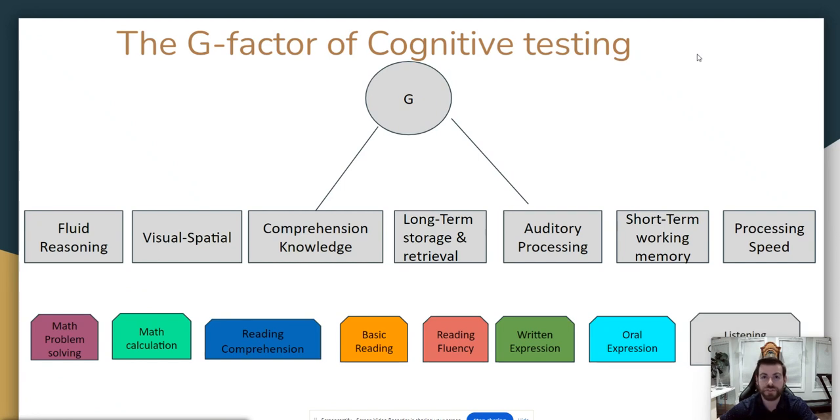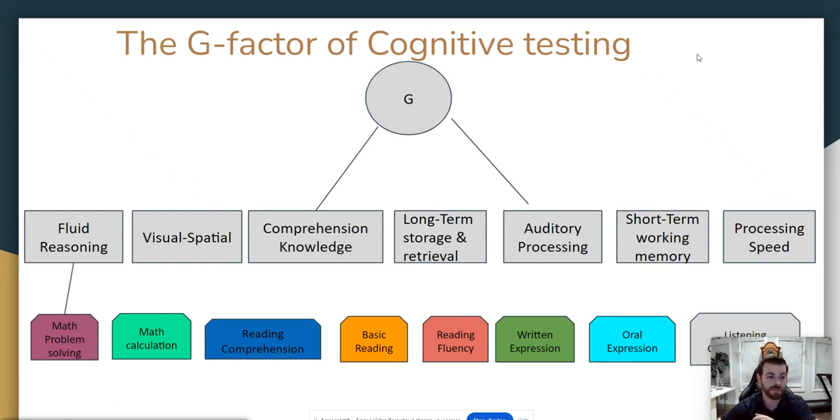And the last one is very hard to see, but the last one is listening comprehension. A lot of students who struggle in the area of listening comprehension look like they're not paying attention. However, they are. It's just a case of they're struggling to process that information as it's being told to them. It's taking them a little bit of time to process that information.